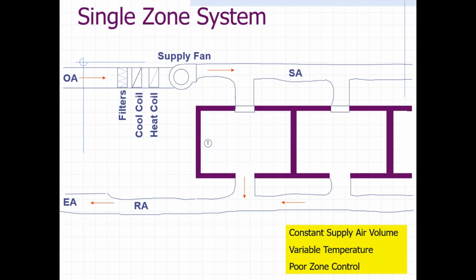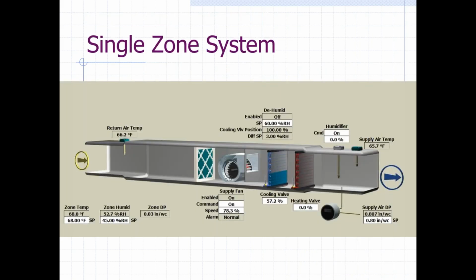So this is a constant supply air volume. That means the fan doesn't vary. It's a variable temperature. It'll provide whatever temperature air the zones need, and it's very bad at controlling different zones and different temperatures.